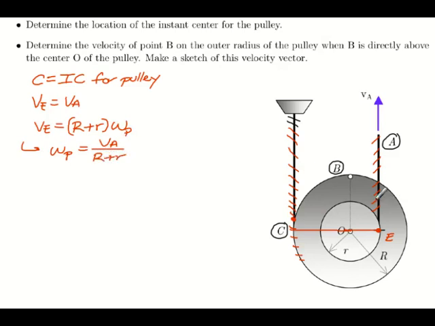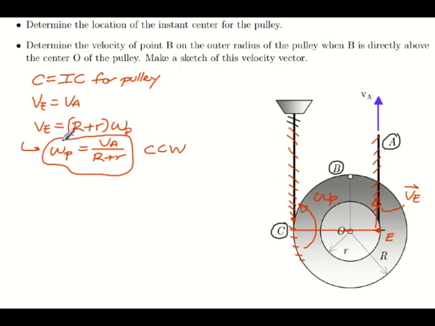And with knowing that velocity of E is like this, we reason then that this pulley is rotating in a counterclockwise sense about C, like that. So this is the omega for the pulley based on knowing the velocity for A.